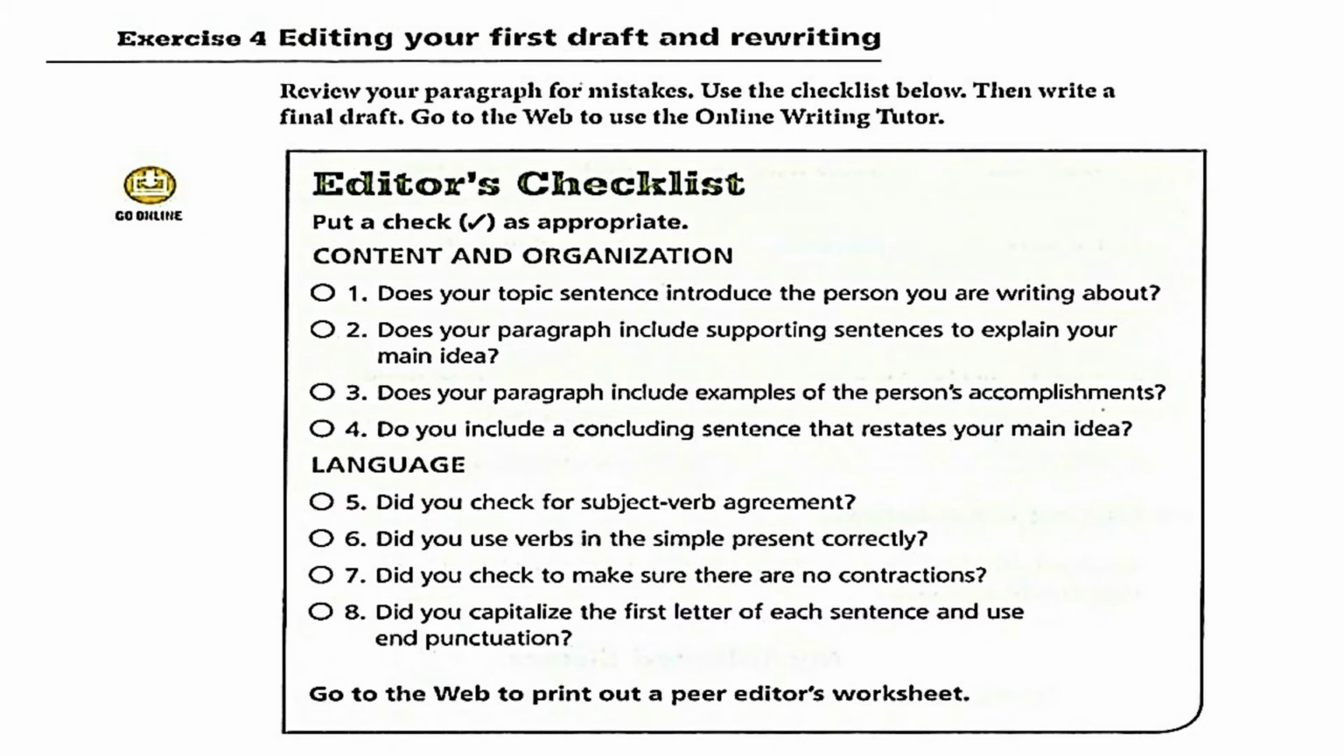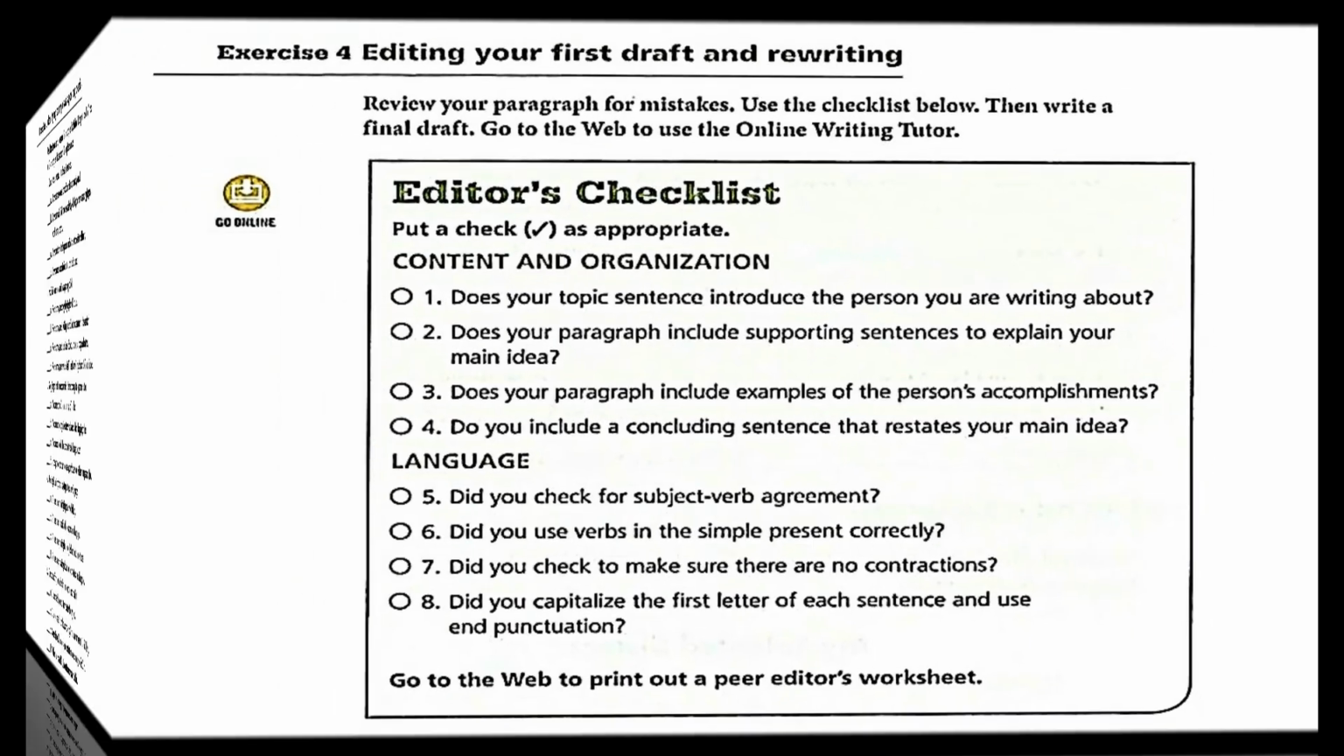The next one, the language. Number 5, did you check for subject and verb agreement? Number 6, did you use verbs in the simple present correctly? Number 7, did you check to make sure there are no contractions? Contraction means you write it in a short way. For example, I am, and then you write I'm. We try not to use contractions because it is academic writing. Number 8, did you capitalize the first letter of each sentence and use end punctuation? Don't forget to write the title of your paragraph.